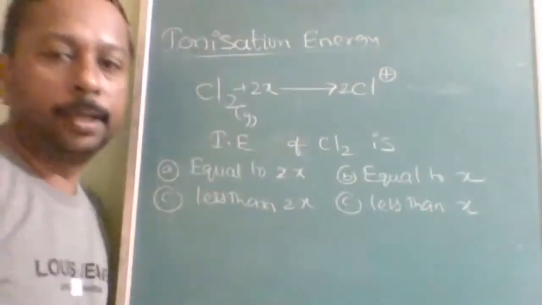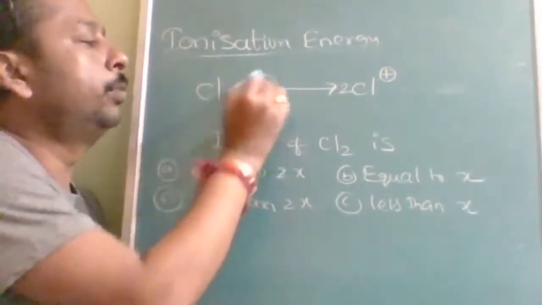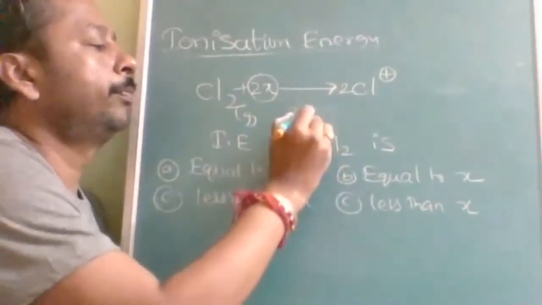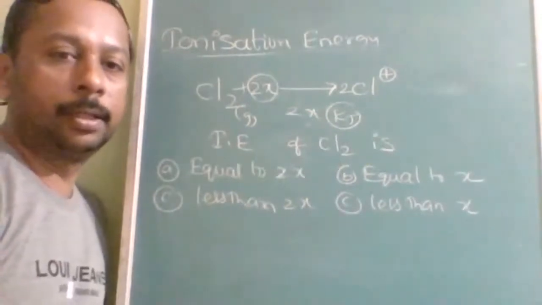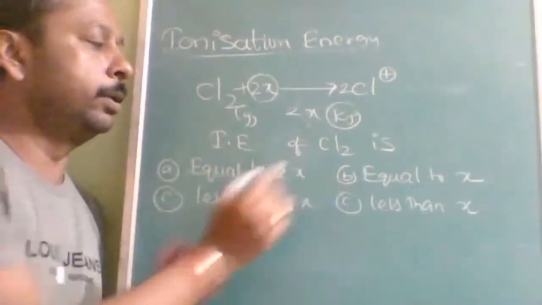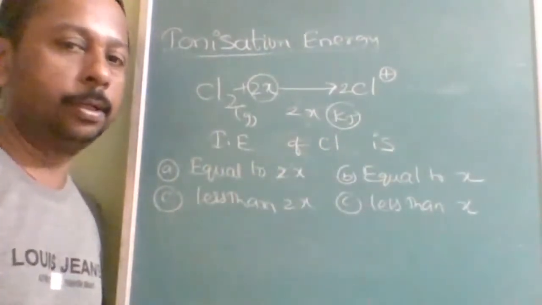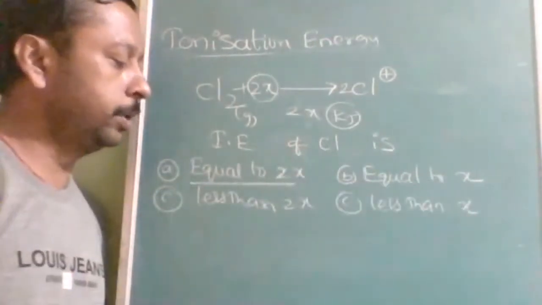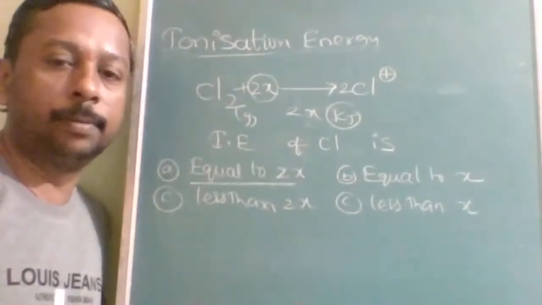Okay, for example, it is given that for converting Cl2 to 2Cl+, 2x kilojoules of energy is required. Then the question is: what is the ionization energy of Cl? The options are: equal to 2x, equal to x, less than 2x, and less than x. Like this, options will be given.